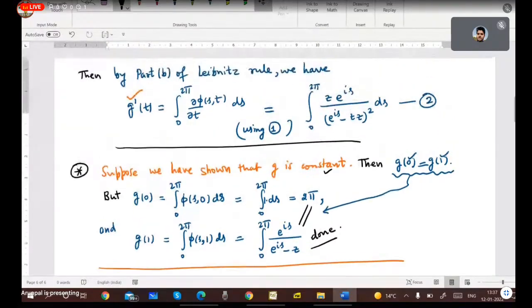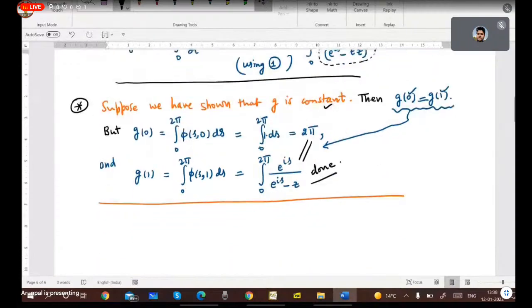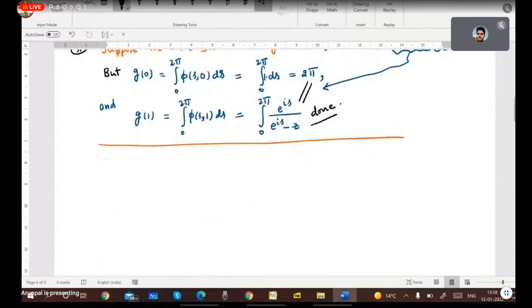Now, class, take a look at this. Class, if you notice, this is a function of s. Let us say F of s. This is a function of s. Is this okay, class?